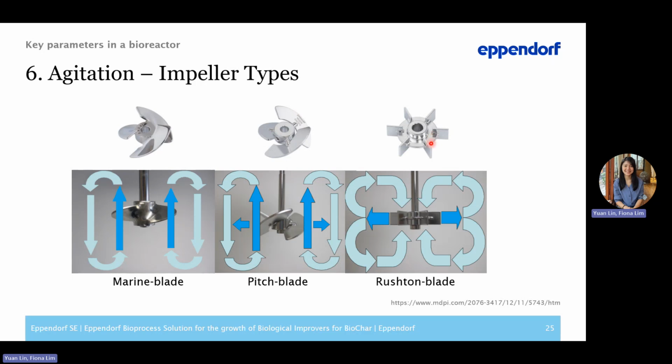So the Rushton blade is usually recommended for cells that are not as sensitive as those that are shear sensitive, which means that usually this is recommended for cells with a bacterial cell wall, and in your case, microbial fermentation. This would be the most ideal blade to choose in terms of agitation.